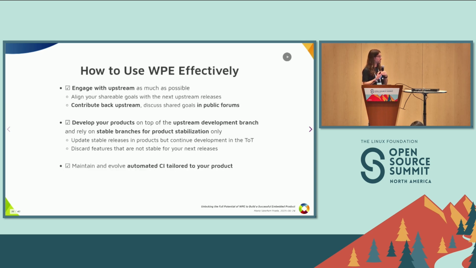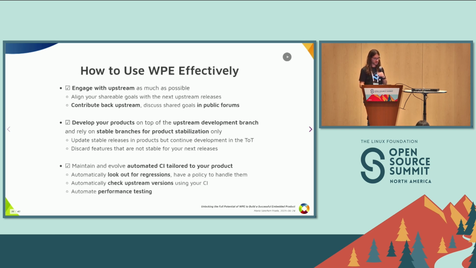Last but not least, maintain and evolve automated CI, specifically thinking of your product and your needs. This is important, it will help you detect regressions. You should also have a policy to handle them when they happen. It's important also to check that the upstream project is not breaking your use cases. You can use CI for that as well. And we recommend also to automate performance testing as much as possible.